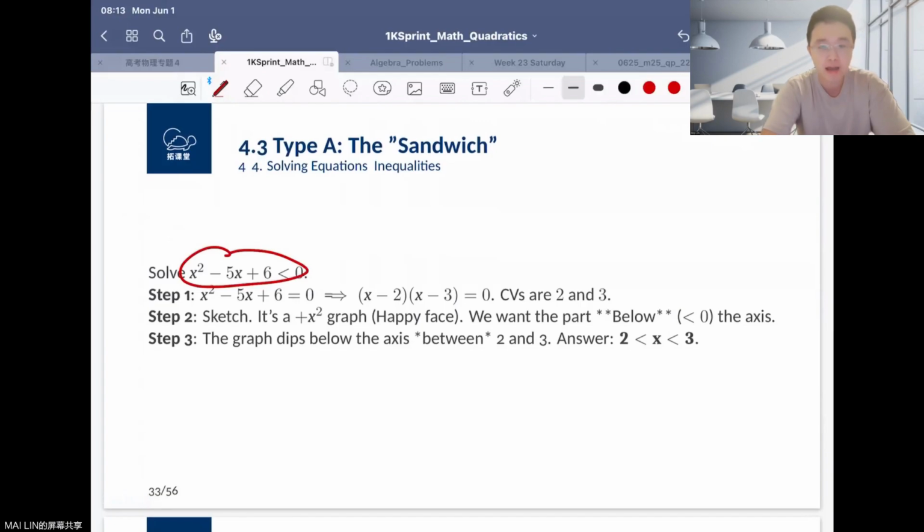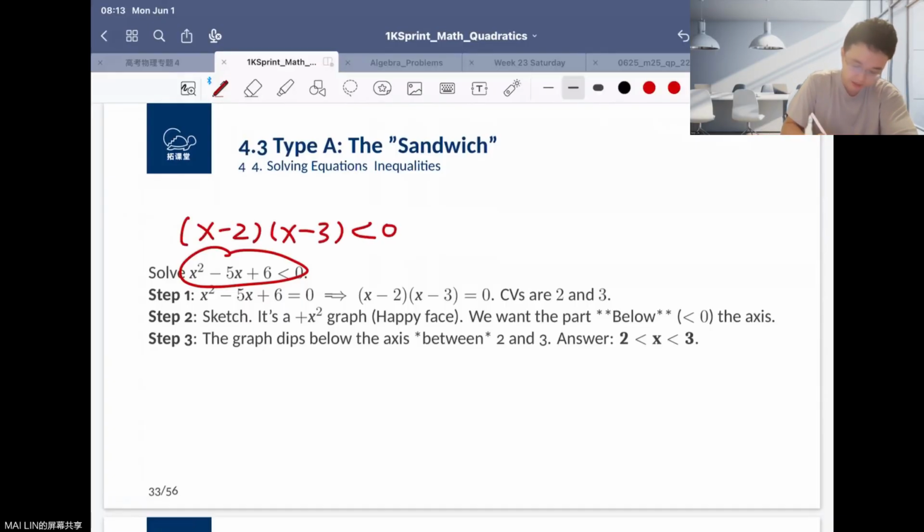So here is x squared minus 5x plus 6 smaller than 0, right? So we can just try to factorize it, okay? You can find 6 can be divided into 2 and 3, right? And 2 and 3 added together equals 5, right? So this can be written as x minus 2 times x minus 3 smaller than 0, right?